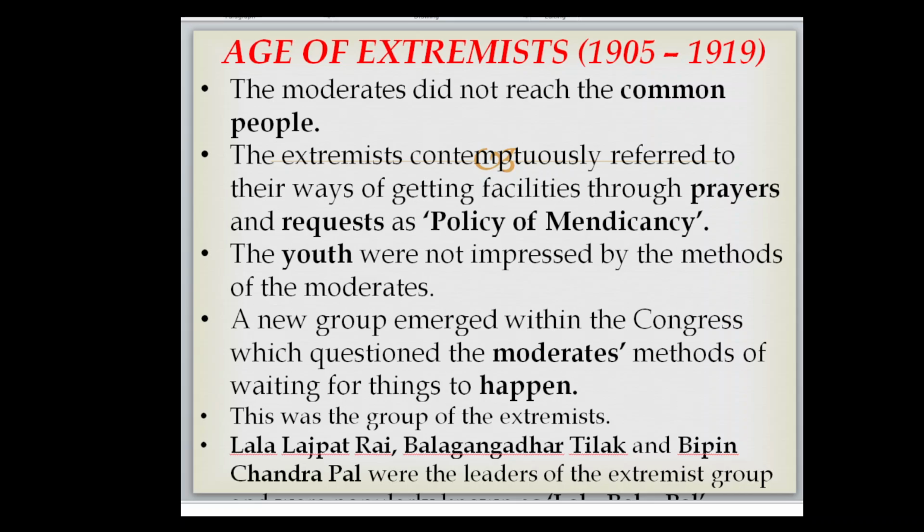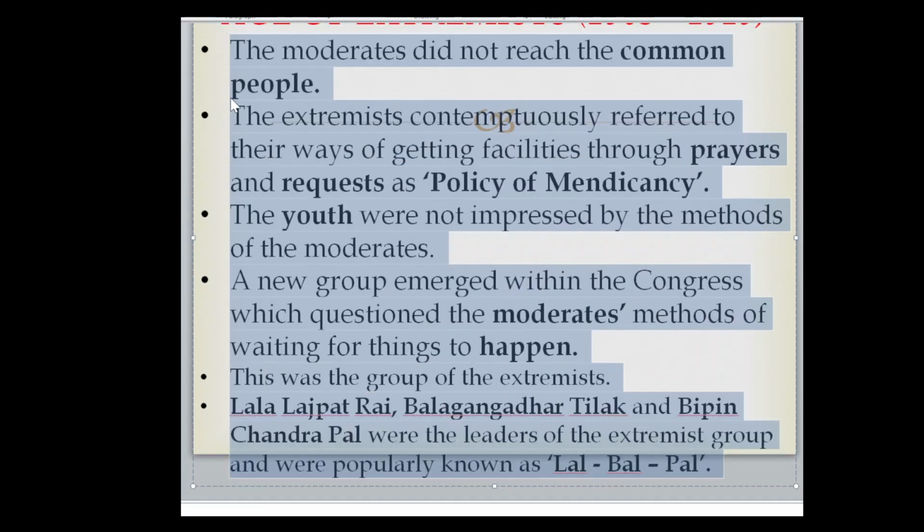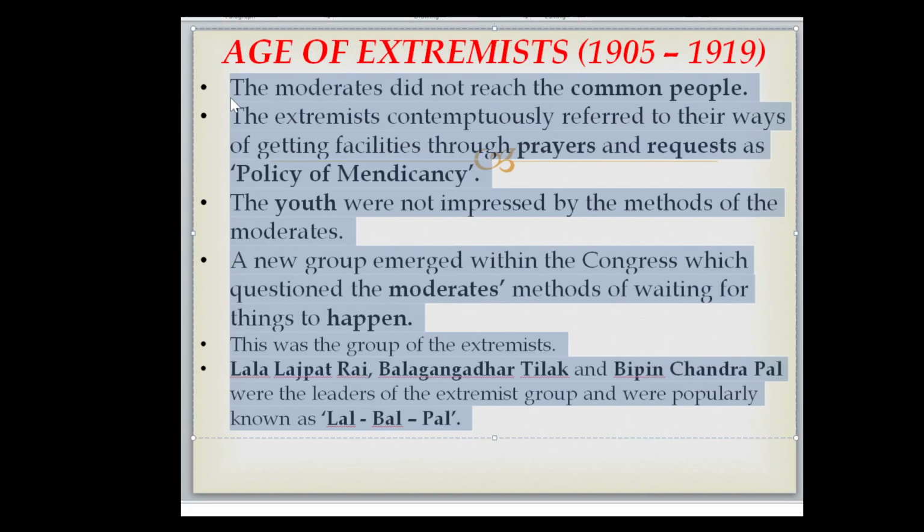Now come to the next stage, that is the age of extremists, from 1905 to 1919. As you know, the moderates were not going to reach the common people because they all came from upper class society. This is one problem. Because of that, a new group came into existence within the Congress only, which we call the age of extremists. That's why this group came into existence.